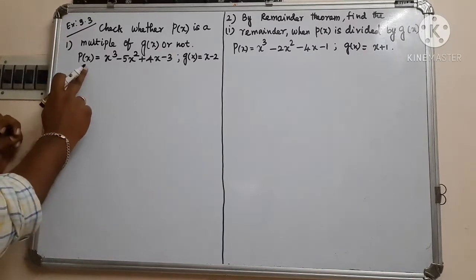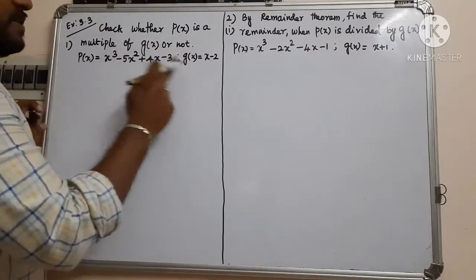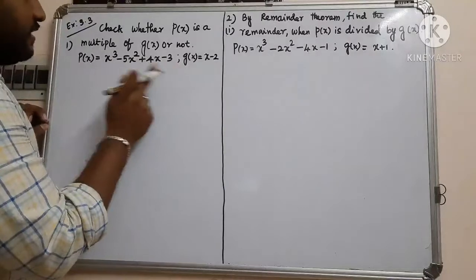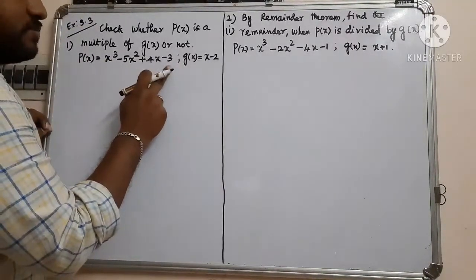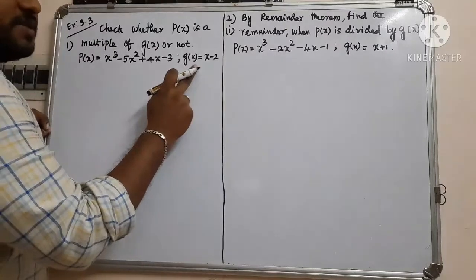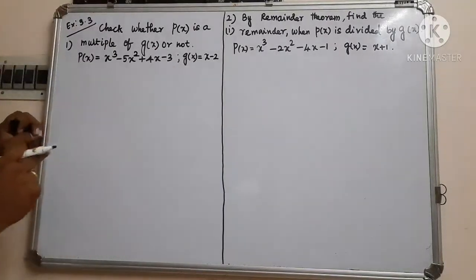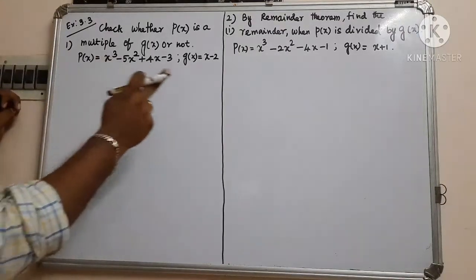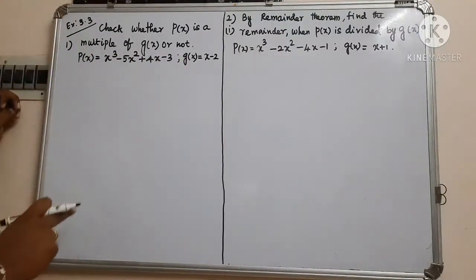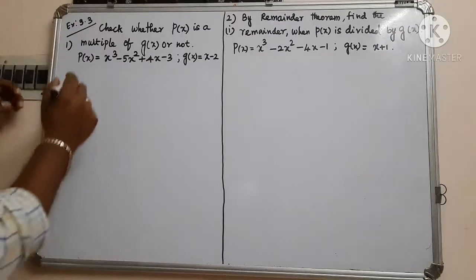So the question: the given polynomials are p of x and g of x. Two polynomials are given. The first one is p of x equal to x cube minus 5x square plus 4x minus 3, and then g of x is equal to x minus 2. So now we have to check whether g of x is a multiple of p of x.